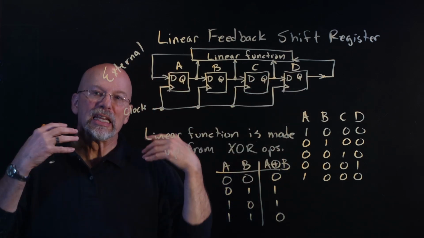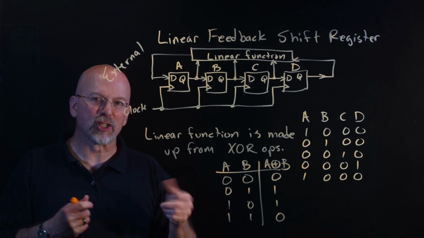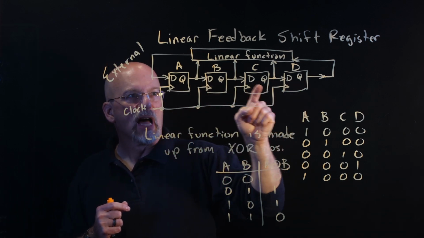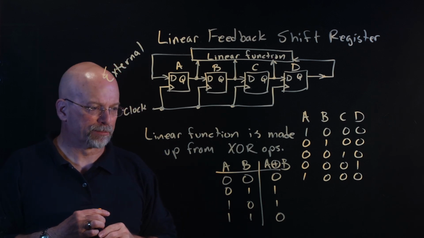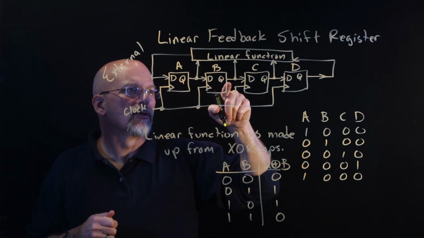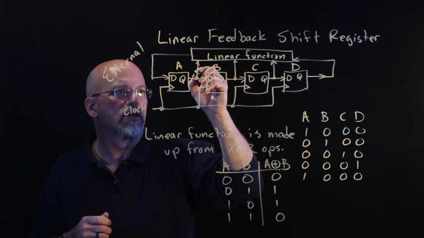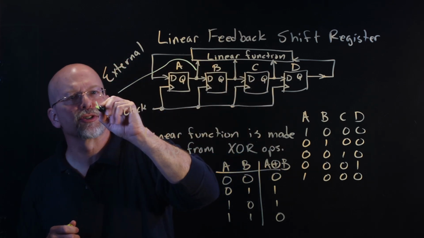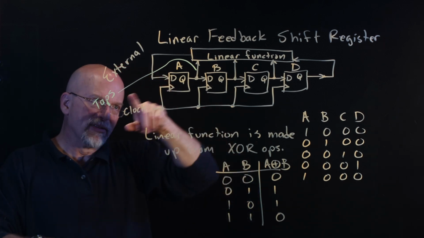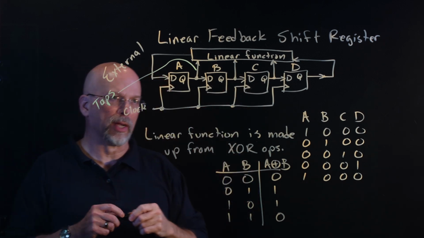Now remember, the initial value that's being put into these latches, that's referred to as the seed. So the seed is going to be a non-zero value that we put into there. Now these points of connection, for example, A being connected to the linear function or B being connected to the linear function, these guys are referred to as taps, all right? We're tapping off of this shift register at different points.